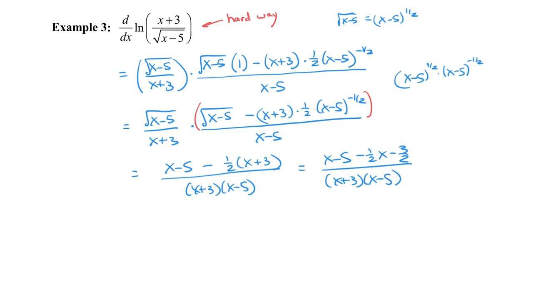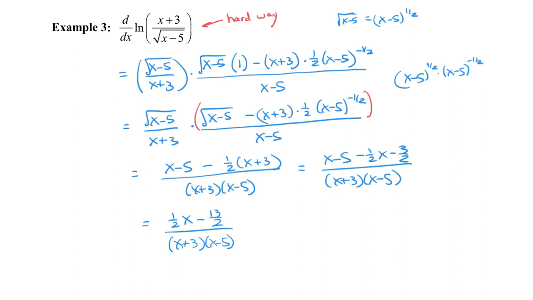And then we can clean this up a little bit. X minus 1/2 x is just 1/2 x, right? So you go to 1/2 x, and then we've got minus 5 minus 3/2. Well, this is like minus 10/2 minus 3/2, which gives us minus 13/2 over x plus 3 times x minus 5.